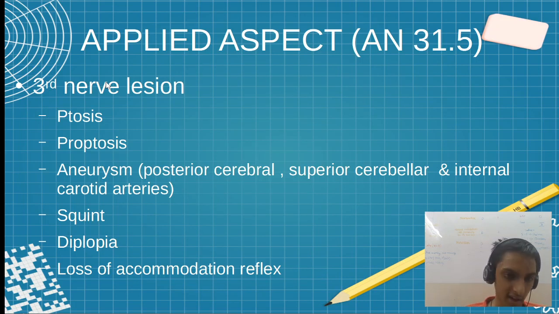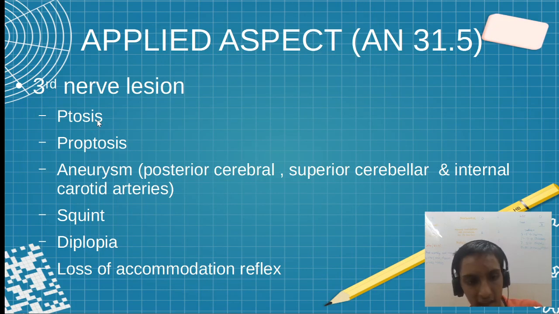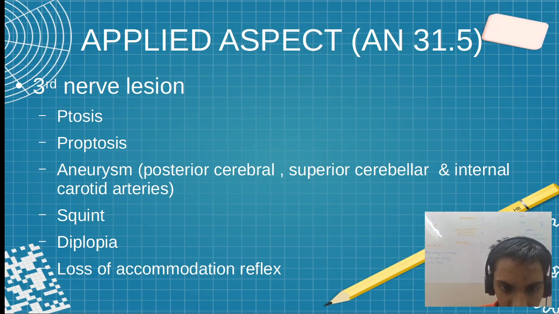Aneurysm. I told you in the Circle of Willis video. Please go and check that. I'll repeat once again. Anytime you come across aneurysm, please remember that it is the compression of the arteries. Mainly, please remember these two arteries: posterior cerebral and superior cerebellar arteries. And squint is important. Mostly lateral squint will be there. And accommodation reflex, what is this? It is the inability of the eye to focus on the object. The power of the lens is reduced.